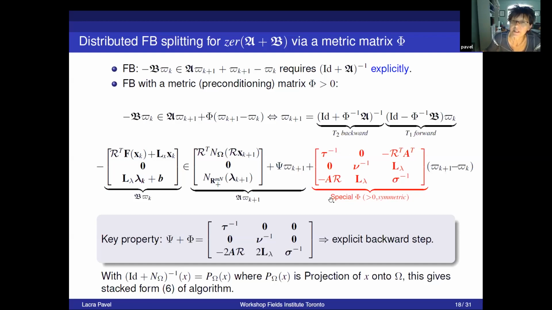And one can see that basically this is a symmetric matrix. We essentially need it to be positive definite so that it is also acting as a metric matrix. And we're going to essentially use a norm induced by this metric. But the key property is that when one uses this special metric matrix with the matrix that was skew symmetric that was appearing in the A operator, one obtains as a result this lower triangular matrix here at the bottom, which allows one to explicitly compute the backward step because of this lower triangular form.